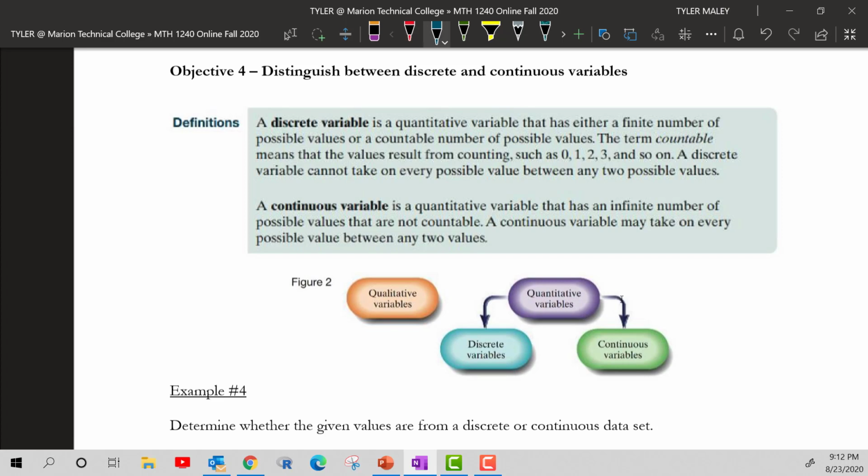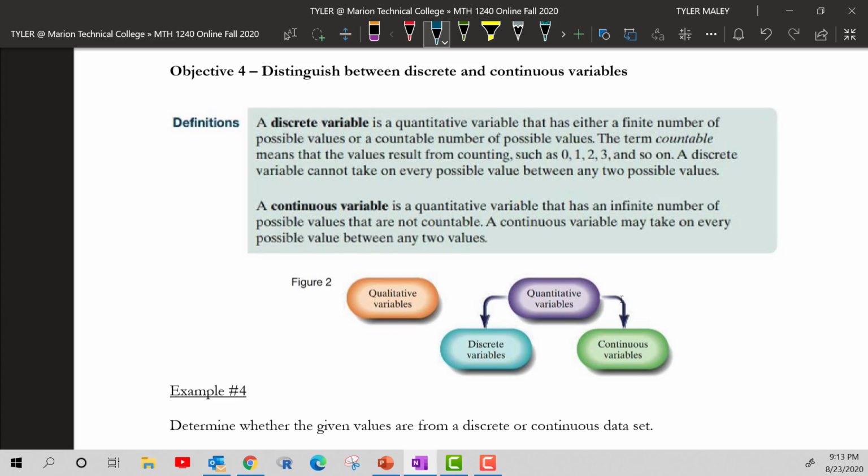So a continuous variable, though, is a quantitative variable that has an infinite number of possible values that are not countable. A continuous variable may take on every possible value between any two values, right? So I have a nice figure here, figure 2 from the textbook, that just shows you that we have qualitative variables and then quantitative variables. And then if we have something that's quantitative, it's either going to be discrete or continuous.